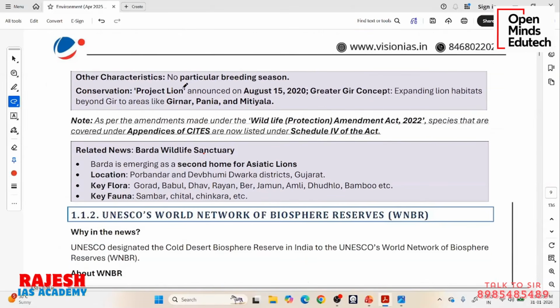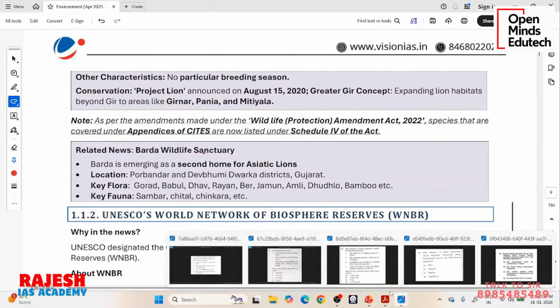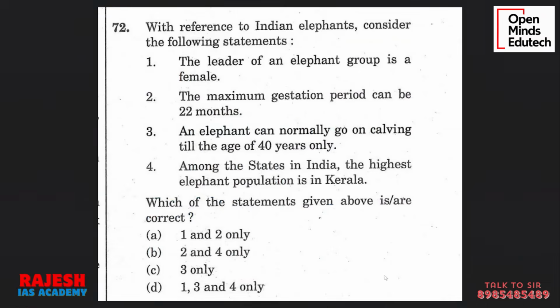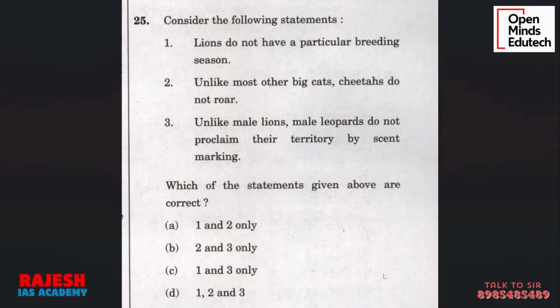Other characteristics: no particular breeding season. See here, it is already given in a previous year question. That's what they are repeating, I think. So lions do not have a particular breeding season. So it might be true.